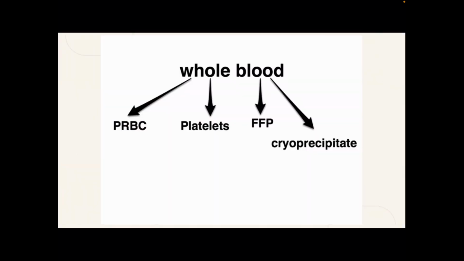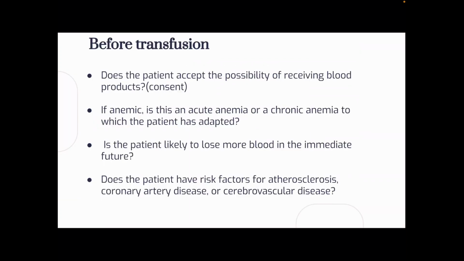Coming to the blood products, we have packed RBCs, platelets, fresh frozen plasma, cryoprecipitate, and whatever your patient needs or lacking, you give it to them. Of course, before a transfusion, you should ask yourself a lot of questions. Did the patient consent? If anemic, is this an acute anemia or chronic anemia to which the patient has adapted?